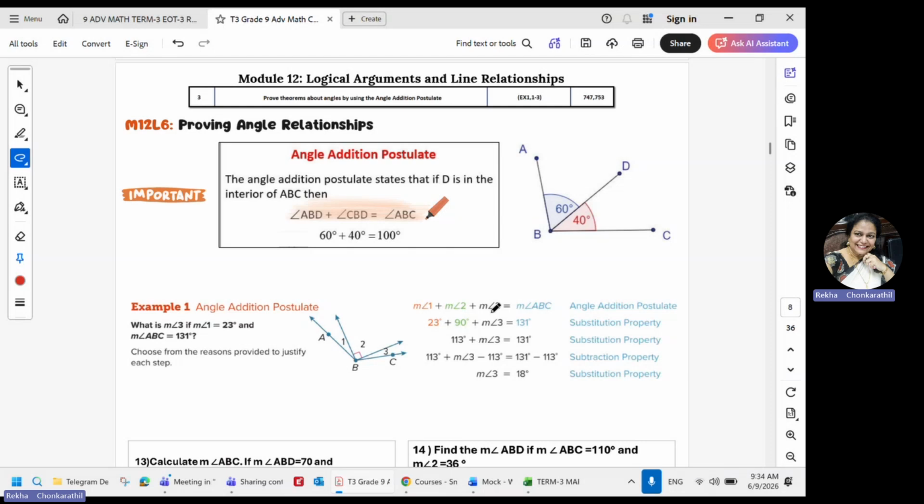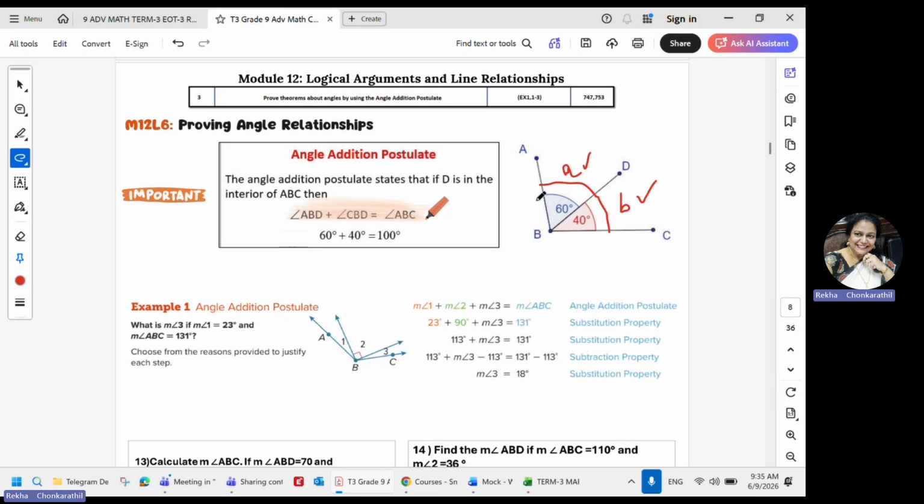Coming to the next lesson is proving angle relationships. The objective is prove theorems about angles using the angle addition postulates. What is angle addition postulates? See, for example, here you have a big angle ABC. This is the whole angle ABC. And if we have a line or ray in the middle, that is cutting the interior angle ABC like BD, can you see this big angle is divided into two parts? Say, for example, this is A and this is B. So can I say angle ABC is angle A plus angle B? Yep. So this is called angle addition postulate.